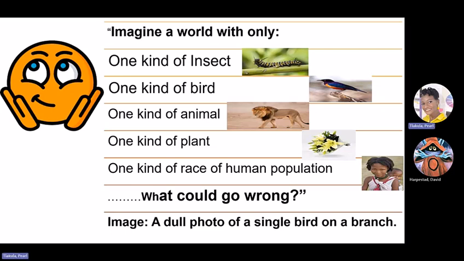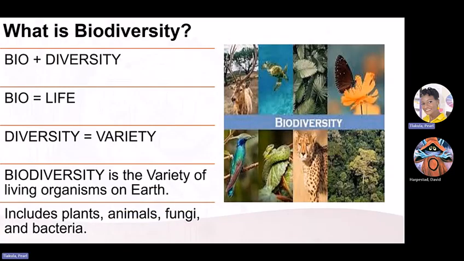Let's start. Imagine a world with only one kind of insect, one kind of bird, one kind of animal, one kind of plant, one kind of human race, population. What could go wrong? Imagine a dull photo of a single bird on a bench. Can you imagine that? Just imagine that for a second. What do you think can go wrong? Okay, today we're going to learn about biodiversity.